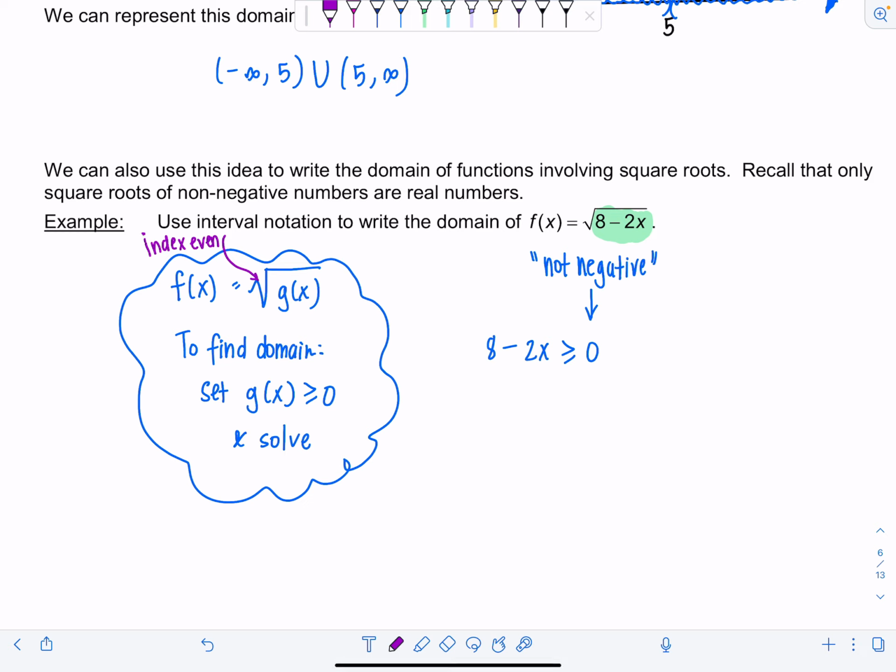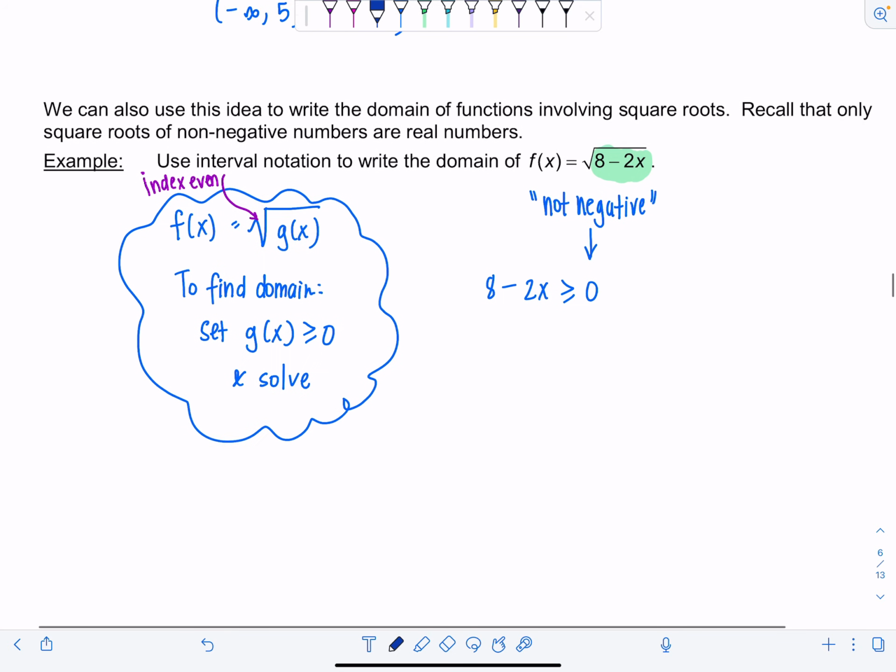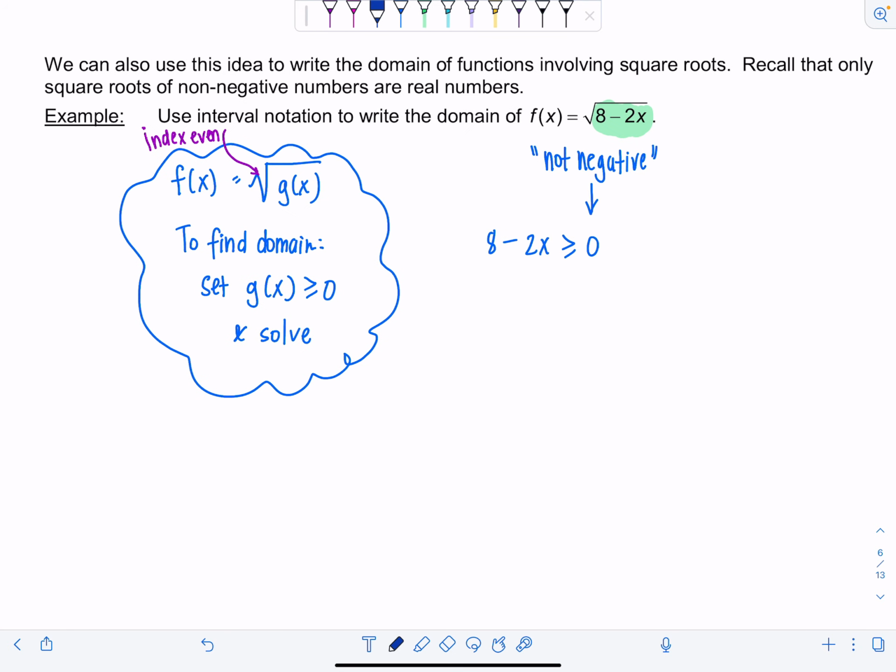Okay, so here we go. Let's solve this guy. 8 minus 2x greater than or equal to 0. That's no big deal. We've become professional at this. Let's subtract 8. I like to keep the variable on the left on these inequalities, remember. So negative 2x is greater than or equal to negative 8. Be careful, be careful. I'm going to divide by negative 2. Anytime you multiply or divide by a negative, the inequality sign flips direction. So x is less than or equal to positive 4.